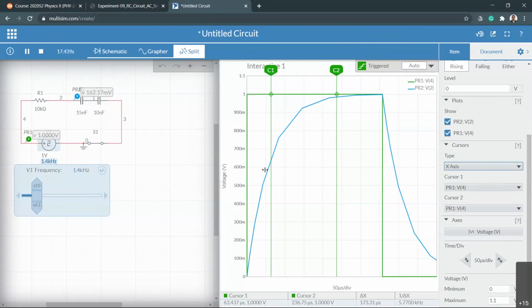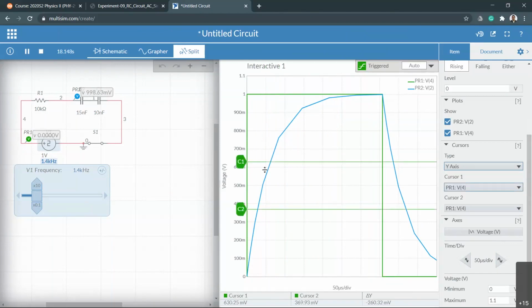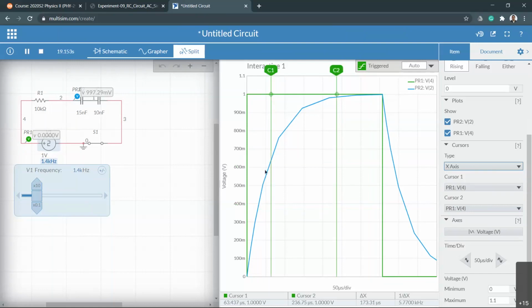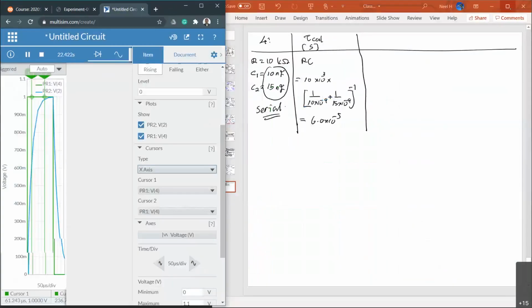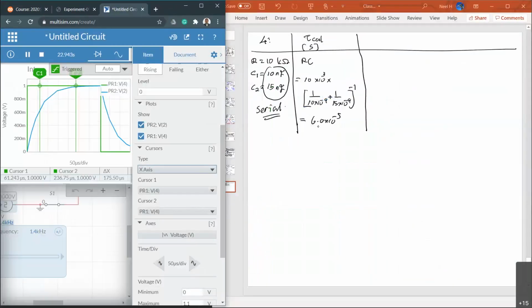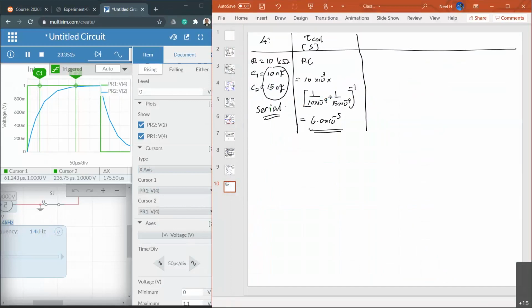Okay, compare that again to make sure I'm in the right location. Yeah, about it. So you can readjust this a little bit more. Okay, so the value is about 61 microseconds. So let's go and take a look. The earlier I got 60 microseconds when I did the calculation.